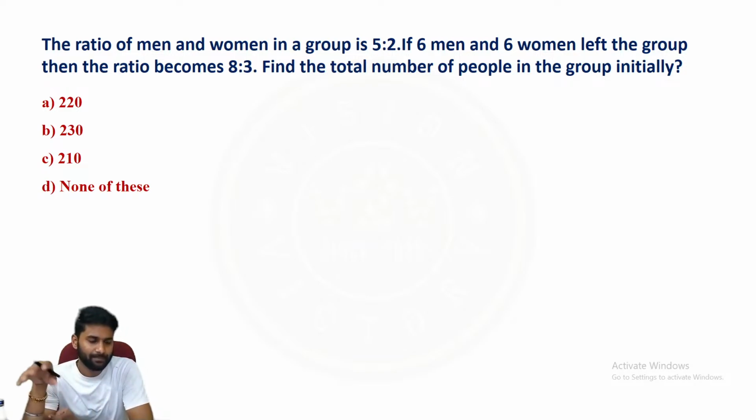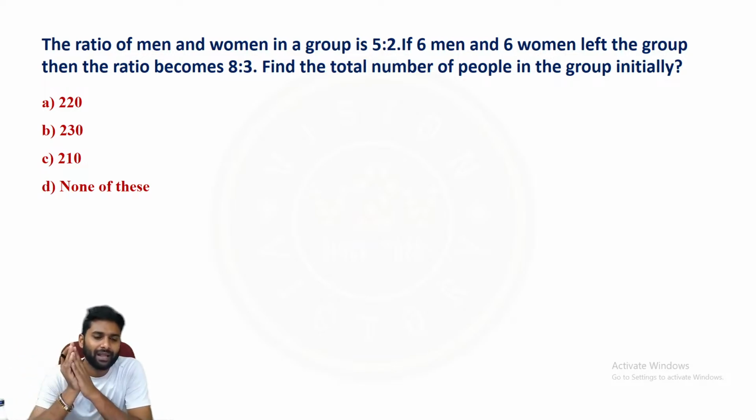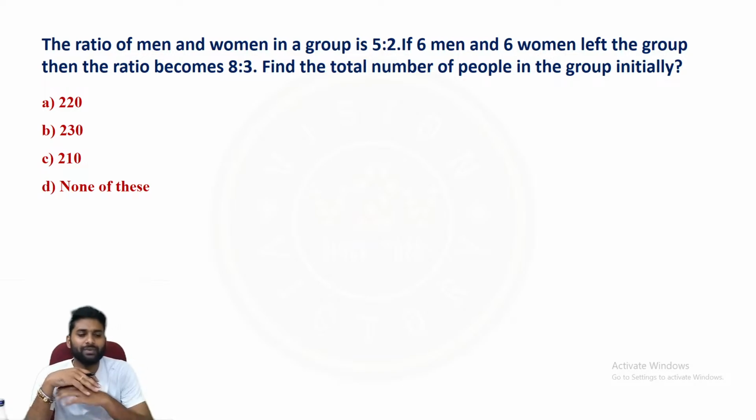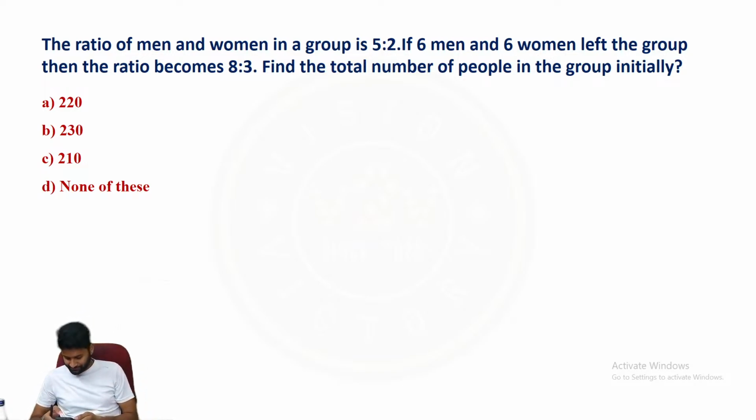Let's see this information. The ratio of men and women in a group is 5 is to 2. If 6 men and 6 women left the group, then the ratio becomes 8 is to 3. Find the total number of people in the group. How many people are there initially?